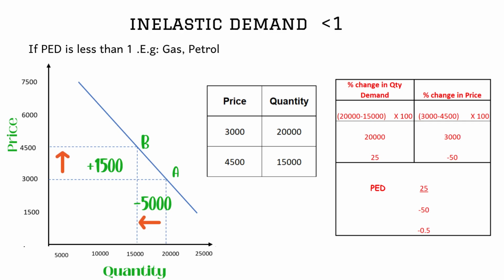Let's look at the types of elasticity. Number 1, inelastic demand, where the price elasticity of demand is less than 1. These are for essential products like gas, petrol. The price change will not cause a huge change in the quantity demanded. In the example, the price changed by 50%, but the quantity demanded changed only by 25%. So the answer was 0.5. This is an inelastic demand.